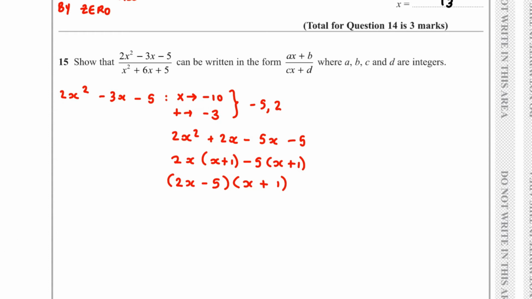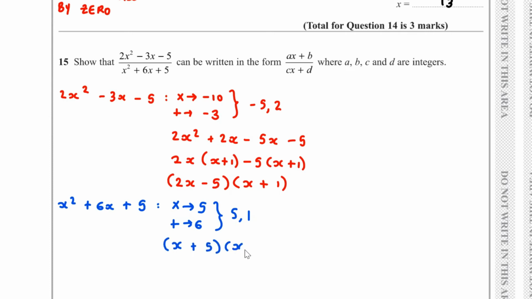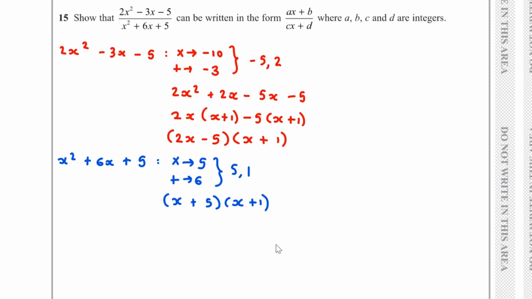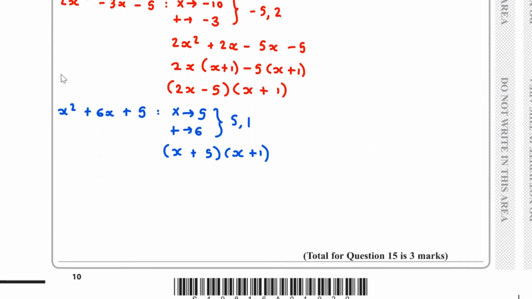Now, if we deal with the x squared plus 6x plus 5, we require two numbers which multiply to give 5 and which add to give 6. So therefore, we have 5 and 1. So therefore, we have over here (x plus 5) lots of (x plus 1). So now we can tidy all of this up.